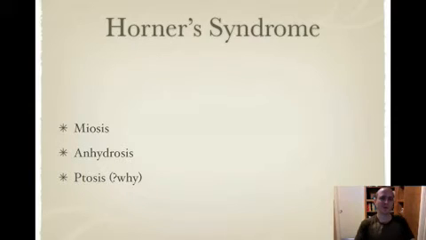So why do they get a ptosis in Horner syndrome? Is it the levator palpebrae that's out again? No, because that's innervated by the third cranial nerve. We just went over that. So why do you get ptosis?